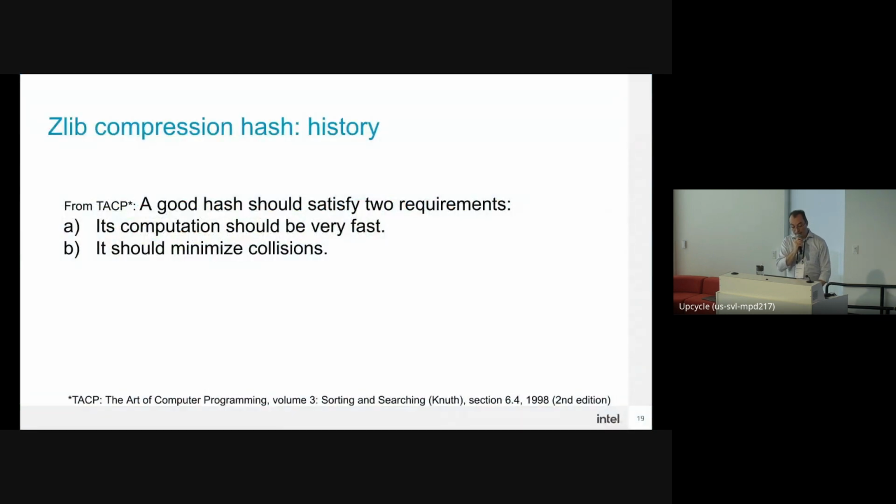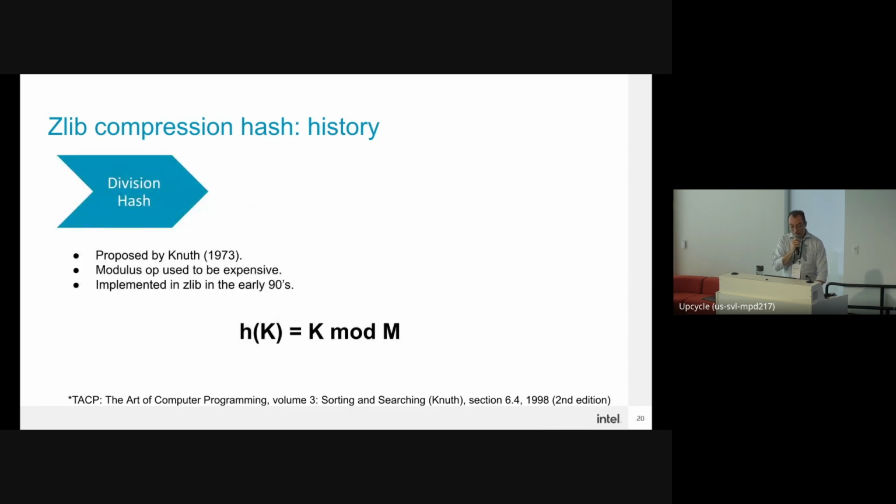All right, so looking at The Art of Computer Programming by Donald Knuth, there are 2 requirements for a good hash. The first is that it must be really fast. And second, it should minimize collisions. Donald Knuth proposed the division hash in 1973. But back then, the modulus operation used to be quite expensive. And it was implemented in zlib in the early 90s.